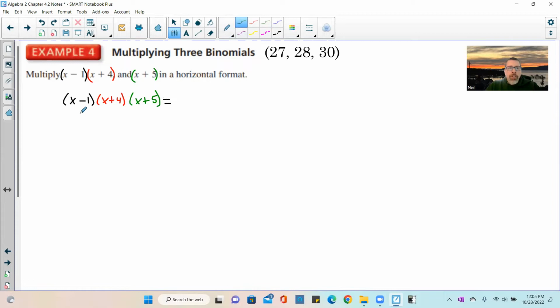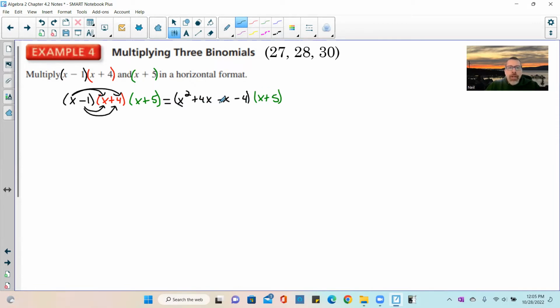Okay, and what we're going to do is we're going to multiply the first two first. So FOIL, x times x, x squared, outer, plus 4x, inner, minus x, and then a negative 1 times a positive 4 is minus 4. And that is going to get multiplied by x plus 5. So let me put that in parentheses. There we go. So this times this now. So I've already done the two binomials and got a polynomial.